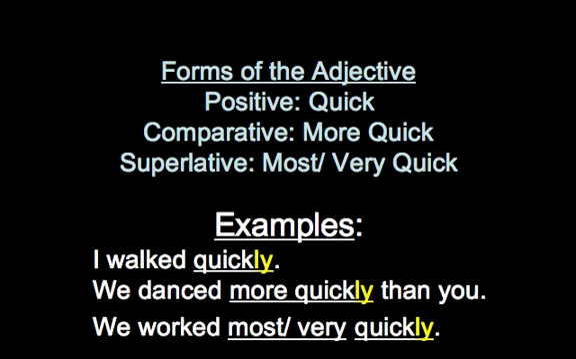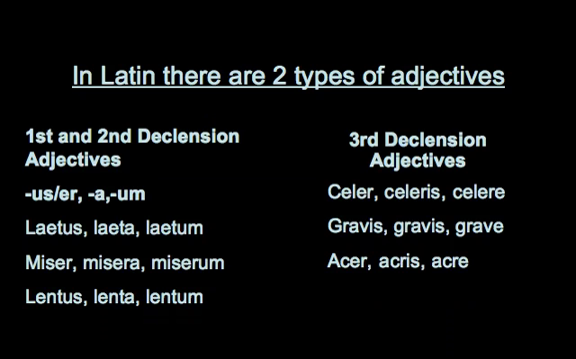Alright, so now we're going to transition into Latin. In Latin, to form an adverb, you're going to use an adjective. And as you know, there are two types of adjectives in Latin. You have first and second declension adjectives, those that end in us, or some that end in er. And then you have third declension adjectives. Often they have is for masculine and feminine and neuter. That's not always the case, but here are three third declension adjectives, and here are three first and second declension adjectives.